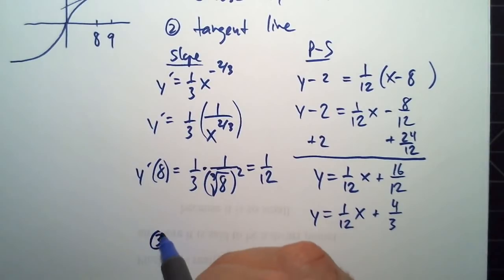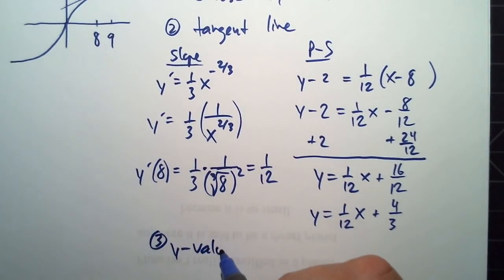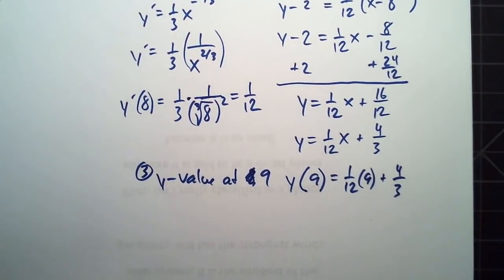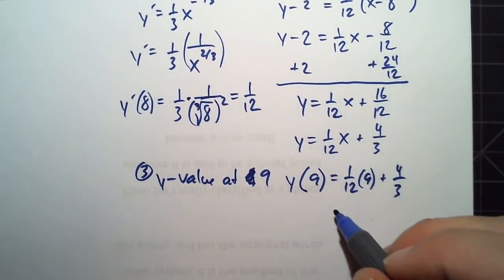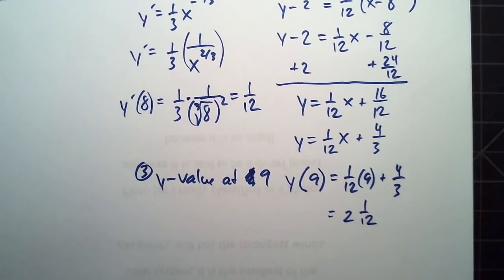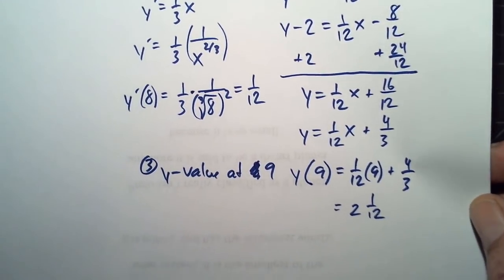Okay, and then we want the y value at 8. No, the y value at 9. Y at 9 is 1/12 of 9 plus 4/3. We get 2 1/12. There's the approximation. Let's skip the error and we'll talk about the differentials and deltas.